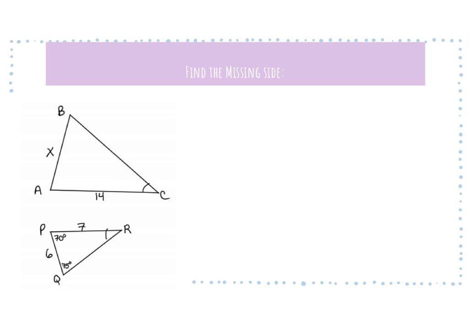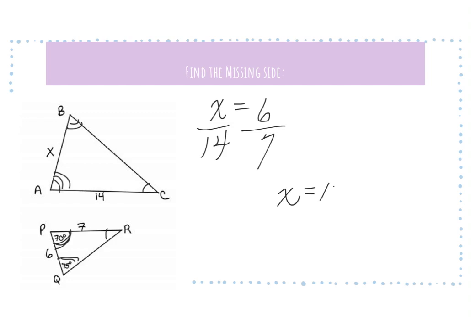I think because of our side lengths, this one has to flip up, where B would be Q and A would be P. Otherwise we wouldn't have a match for the side of x corresponding with the side of 6 and the side of 14 corresponding with the side of 7. And as you solve for x, go ahead and solve. Yep, you're right. X has to be 12.